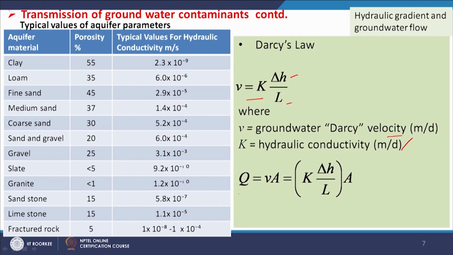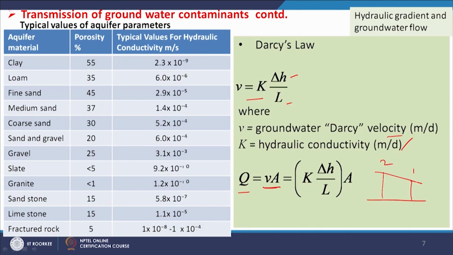V is the groundwater Darcy velocity. So, what will be the flow rate? That is equal to V into A. If the cross-sectional area in the aquifer is A and V is the velocity of water, then V into A is the flow rate in this direction. So, between 1 and 2, A multiplied by V will be our Q from this to this, from higher head to lower head. This will be the flow of the water along with the pollutants as well.